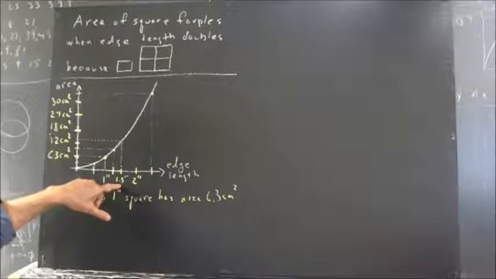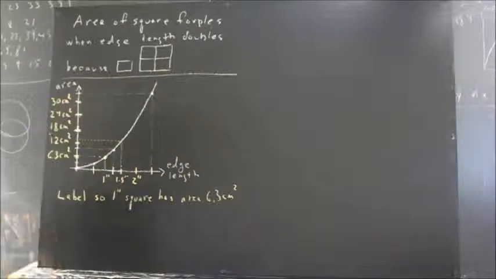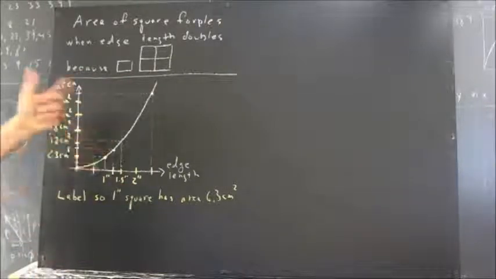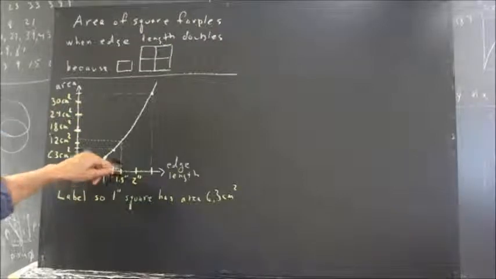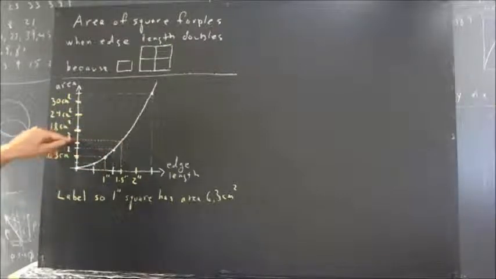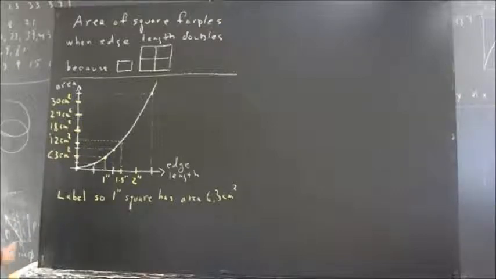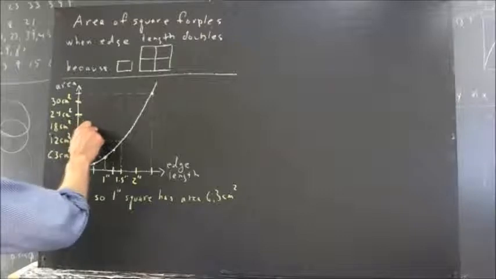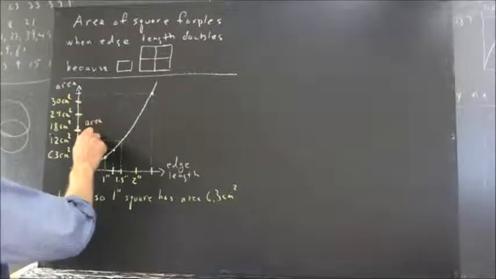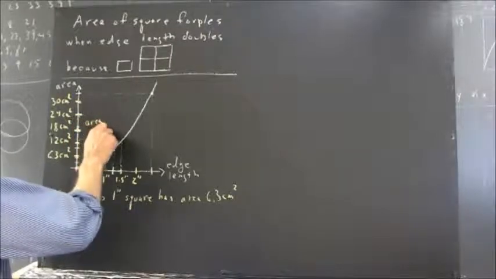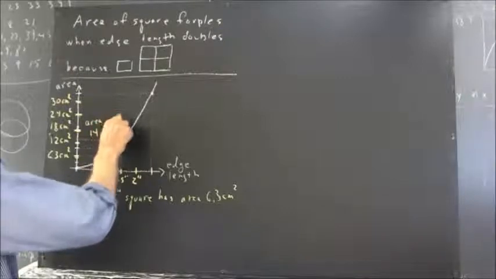But if we want to use the graph, at least to illustrate the usefulness of a graph like this for reasonable estimates, we take the 1.5 inches, we come up here and we project over, and we get something between 12 and 18 square centimeters, closer to 12 than to 18. So I would say that the area is maybe 14 square centimeters.